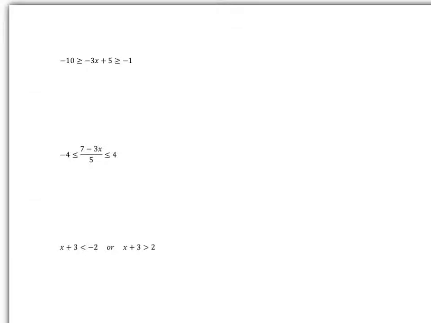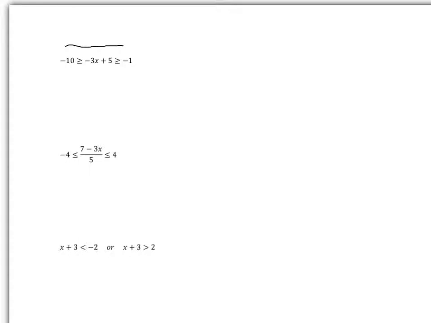Welcome to 9.2, part 2. We're going to be continuing on with that notion of and or in compound inequalities. Now, this right here is a compound inequality, and there's a couple different ways we can solve it. I'm going to solve it as a compound inequality, then I'm going to break it into the and pieces.